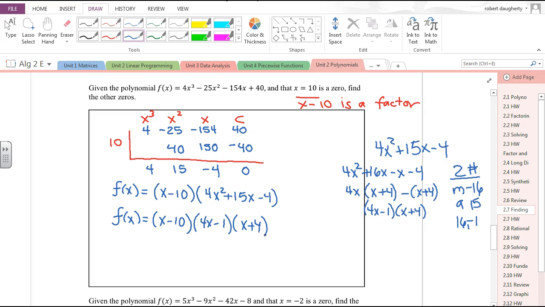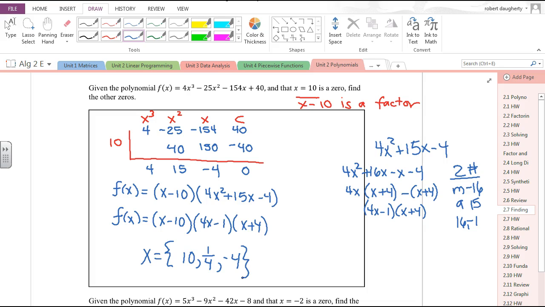What did they ask me? Find all the zeros, okay? They gave me x equal 10 as a zero, so I always just tend to write them all down. It's 10, and what else? 10, 1/4, and negative 4. Those are all the roots or solutions to that polynomial.